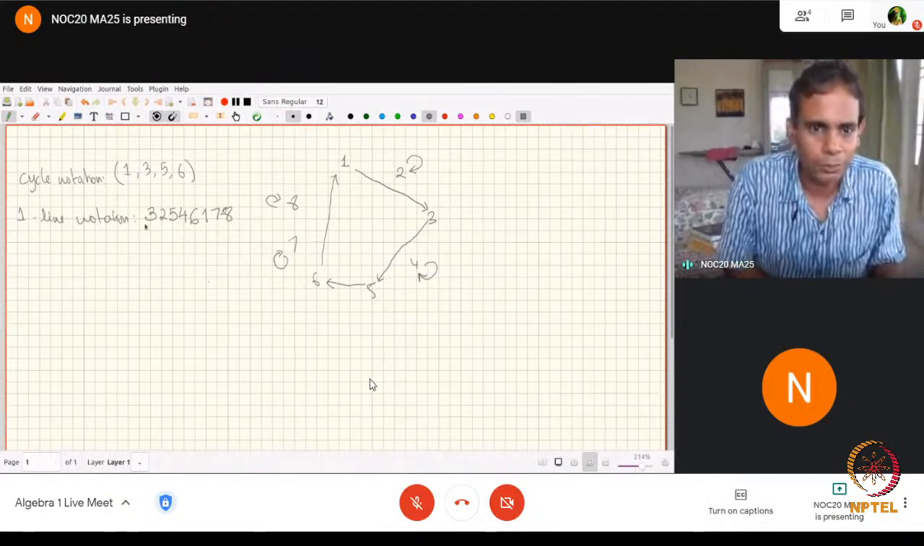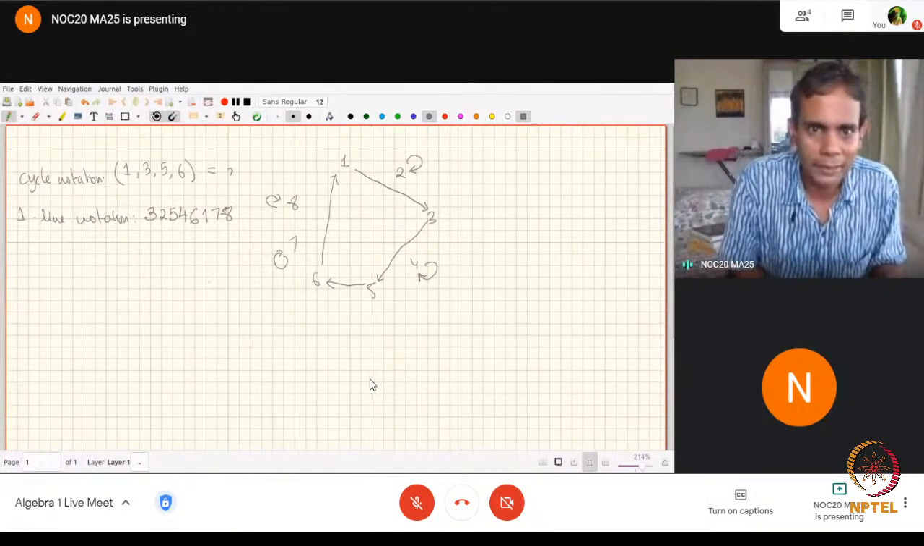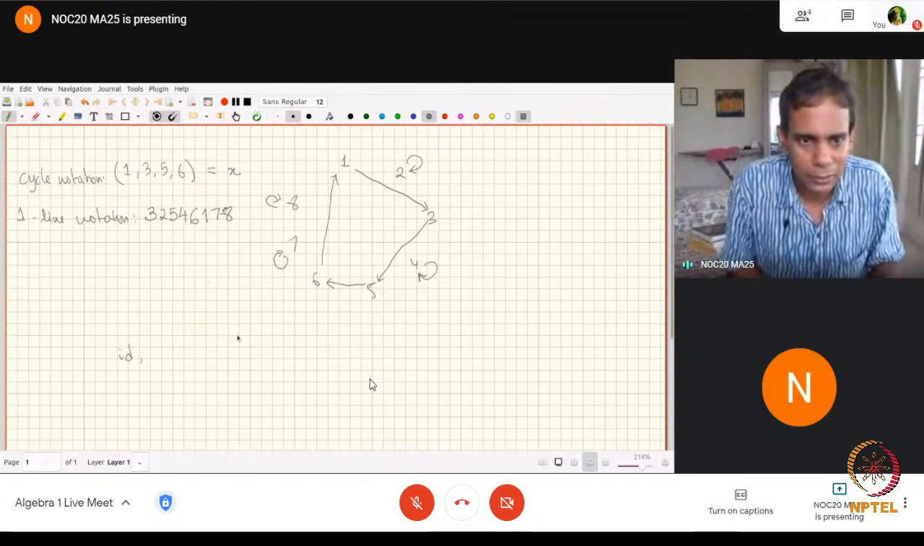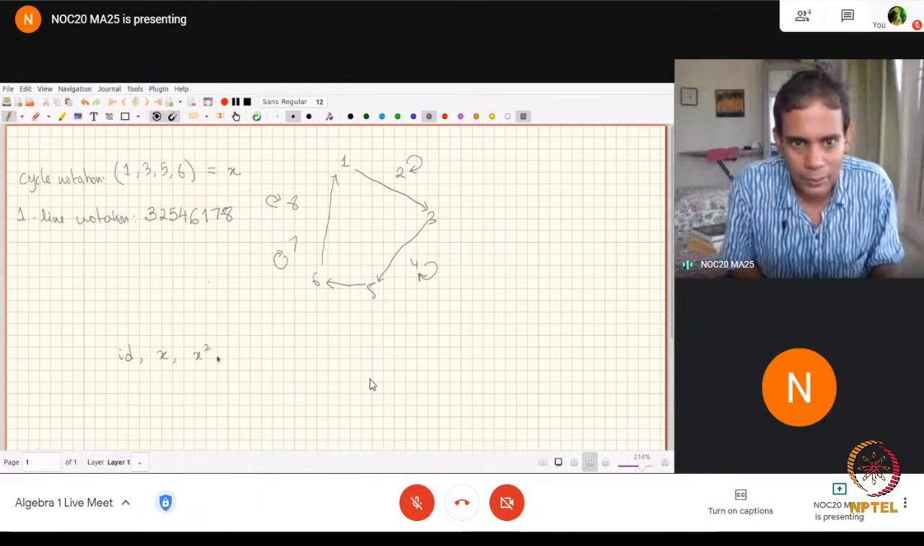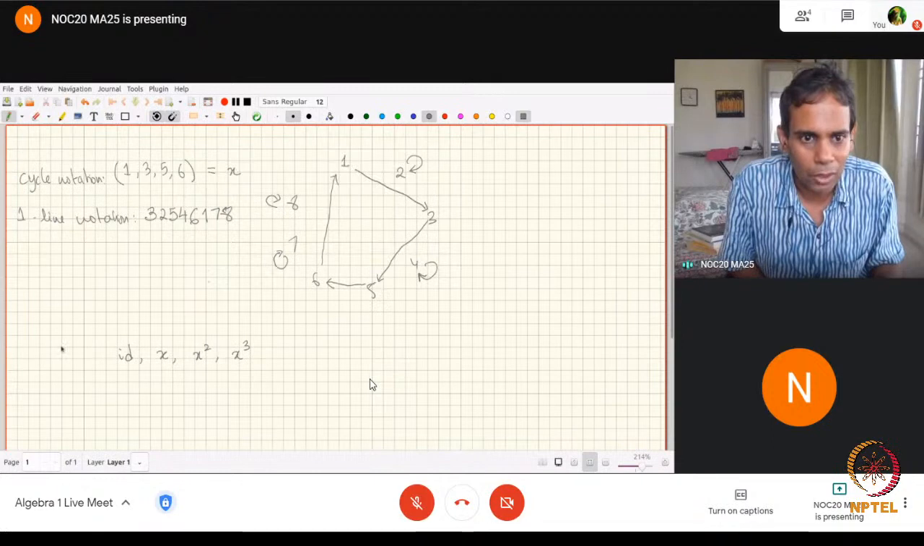Okay, so the question that Amit asked is: you take this 4-cycle (1, 3, 5, 6), and that generates a subgroup. Let's call this element x, and you have a subgroup that it generates. It consists of 4 elements: 1, x, x squared, and x cubed. And x to the power 4 will again be the identity element. So the question is, what are the orbits of this group? Let's call this G.